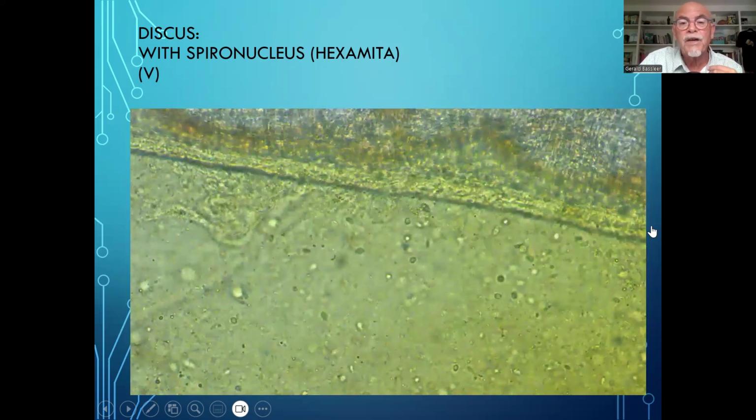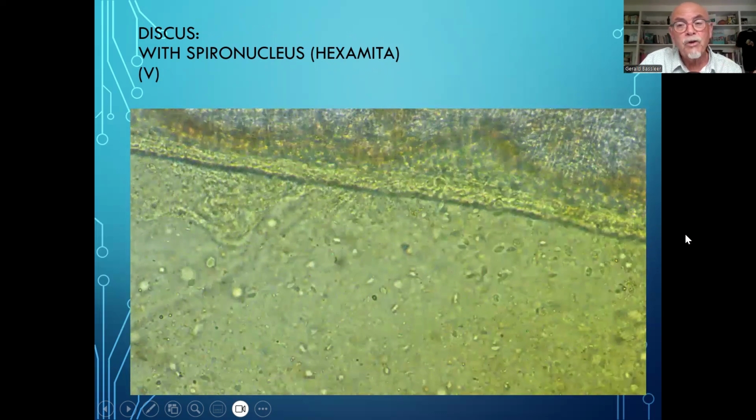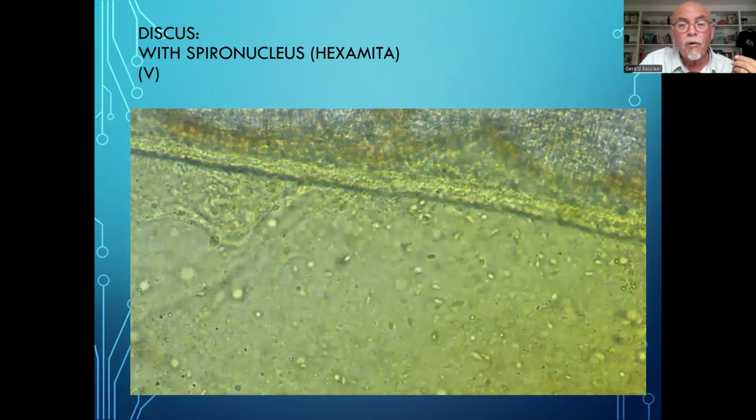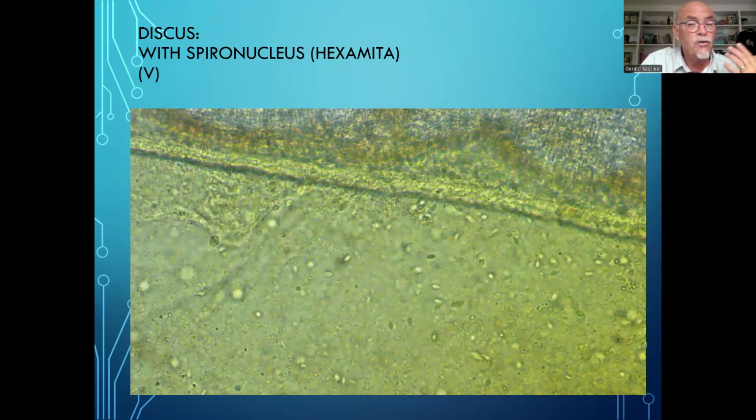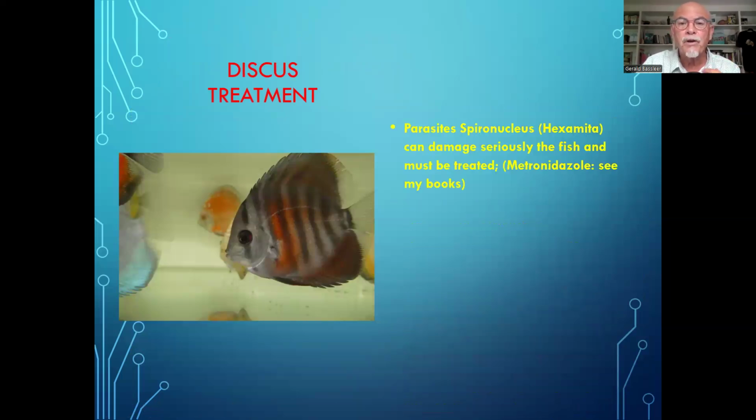Spironucleus, used to be called Hexamita, in large quantity, causing damage to the gut, causing risk of bacteria and causing malfunctioning of the gut. So the fish has less nutrients and has weakening, and the lateral line is the first, in this case of cichlids, to show erosion. Luckily, it's treatable. If you do it all on time, you can control the parasite Spironucleus because they can damage seriously. And so you have to treat as soon as possible with metronidazole.